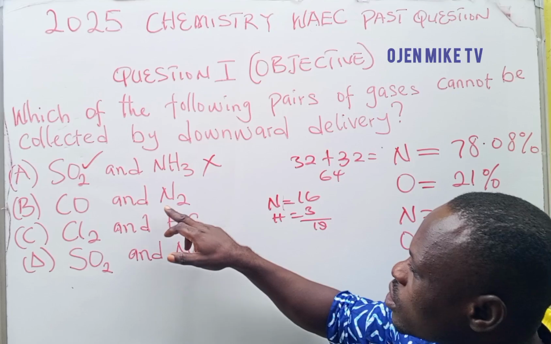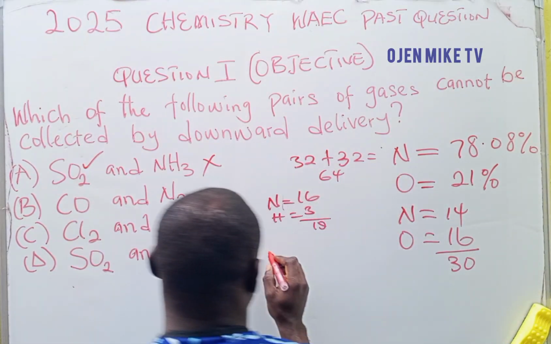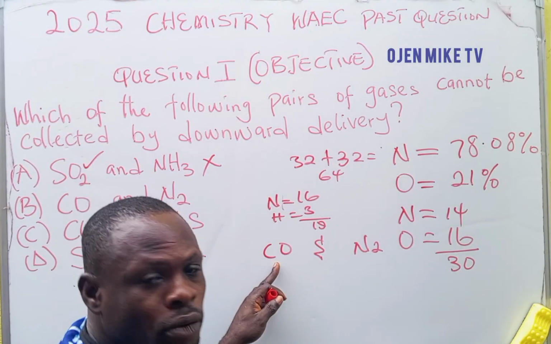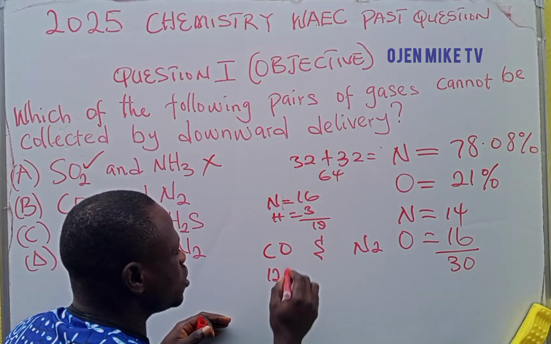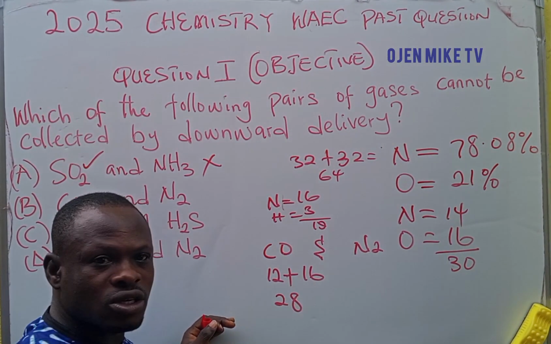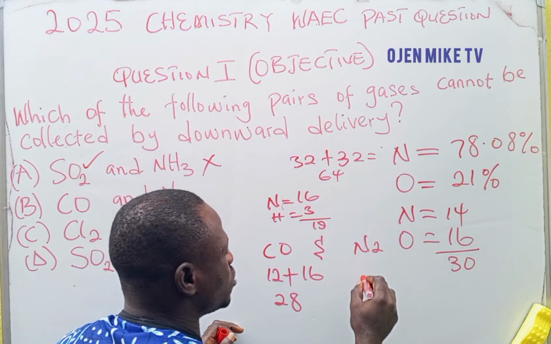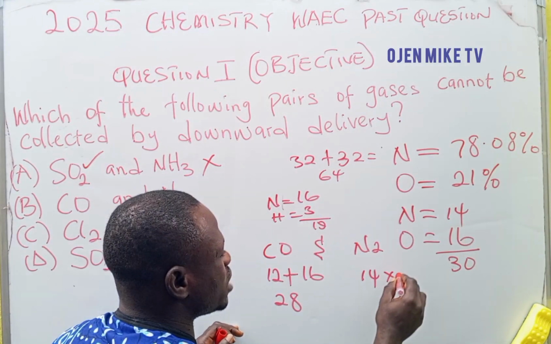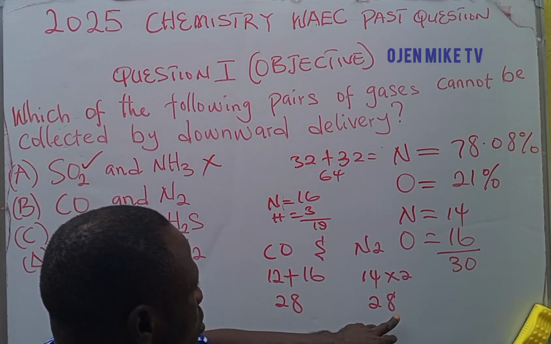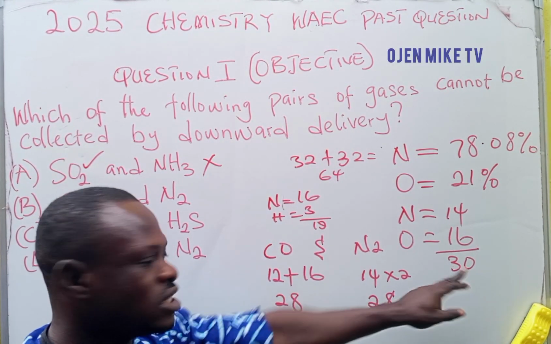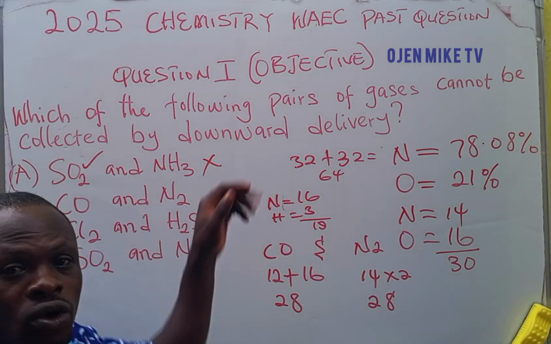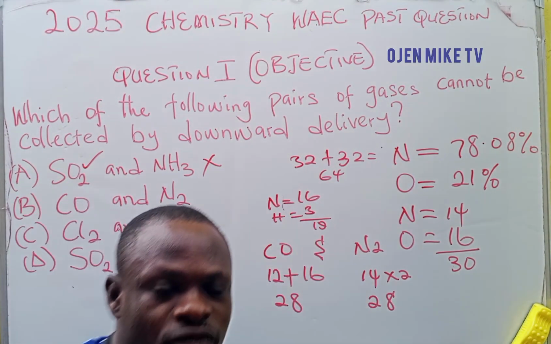Carbon monoxide, CO, and nitrogen gas, N2. Carbon has atomic mass of 12. Oxygen has atomic mass of 16. Add these two together, we have 28. Is that understood? Now nitrogen has 14 and has 2 atoms. 14 times 2 gives us 28. So 28 is not up to 30. This one is not up to 30. So these two are not up to 30, and they cannot be collected using downward delivery.